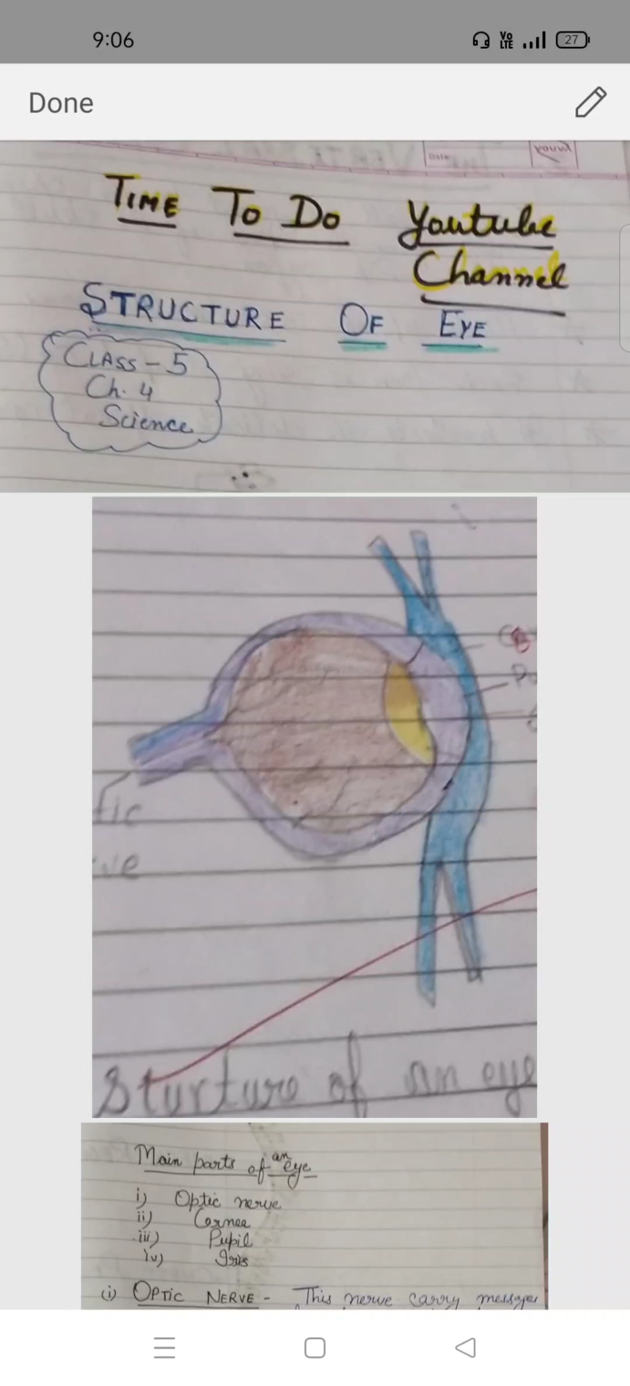As you all know, we use our eyes to see the world. This is one of our 5 sense organs. We are going to discuss the structure of the eye, what its parts are and how they work.